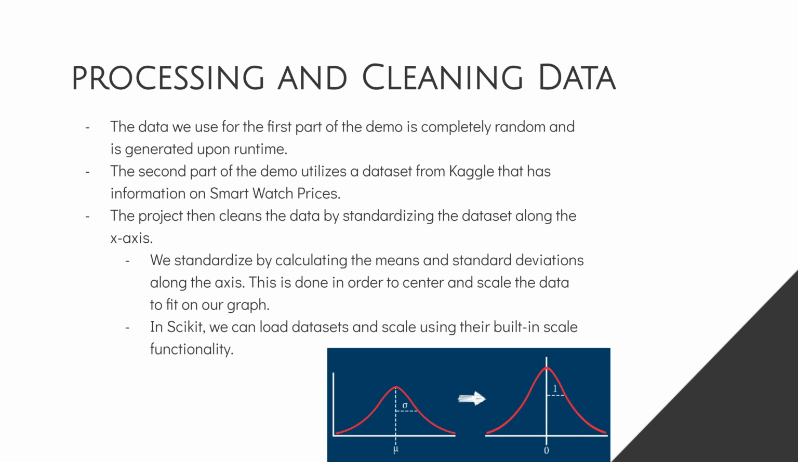Processing and cleaning the data. The data, like I said before, is completely random and is generated upon runtime. For the first part, it utilizes an 8x8 image, and the second part will, of course, use a data set from Kaggle. This data set is information on smartwatch prices. To clean the data, we then standardize it along the x-axis. We do this by calculating the mean and the standard deviation. The reason we do this is we want to center and scale the data so that it fits. And in scikit-learn, we can load data sets and scale using the built-in scale functionality.